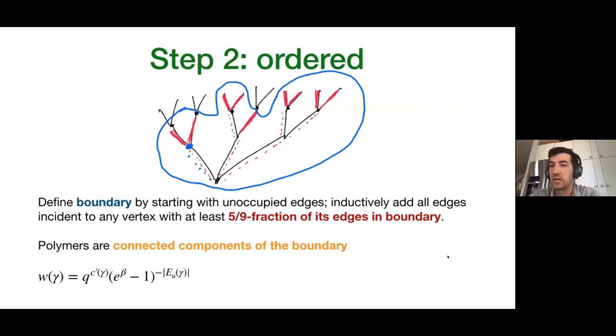Okay. And the point is that with expansion, this process doesn't go on forever. And in fact, it doesn't add too many edges to your polymer. The weight function then counts the number of connected components you've added and penalizes you for the missing weights. But this works. And so that was really the tricky part of this. How do you deal with the non-local random cluster weight? And we do it with this inductive definition.